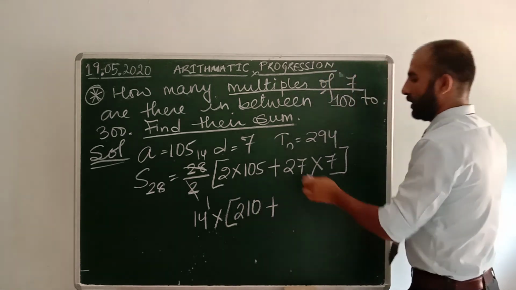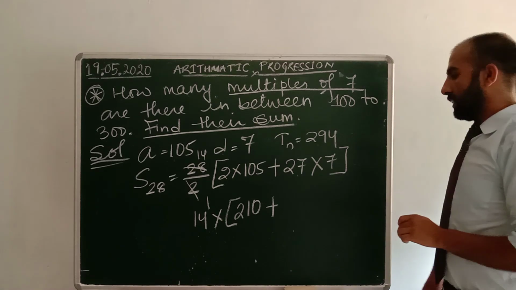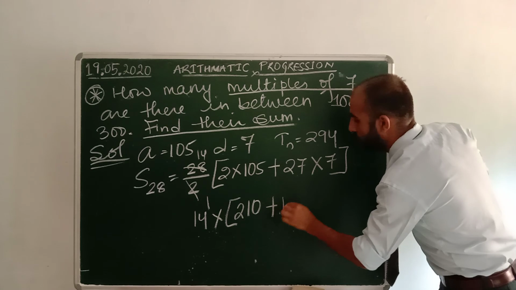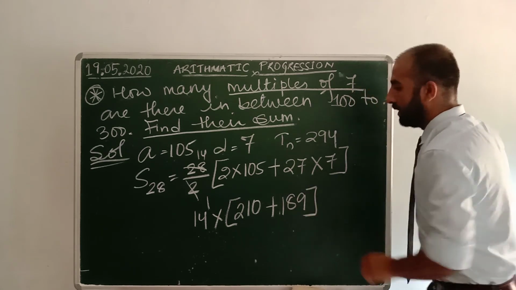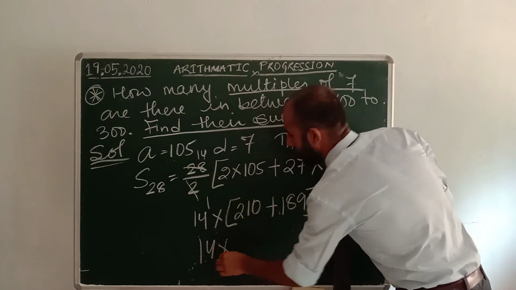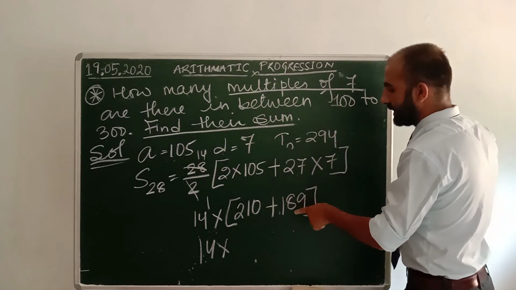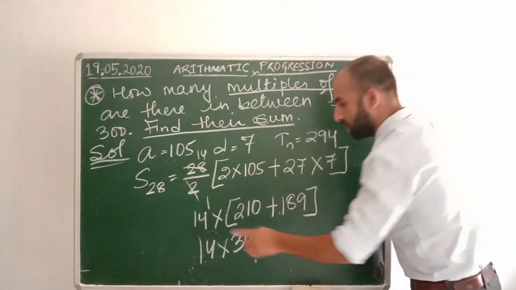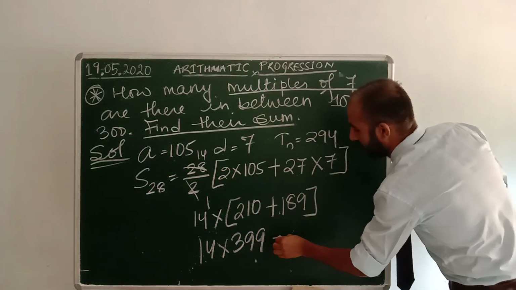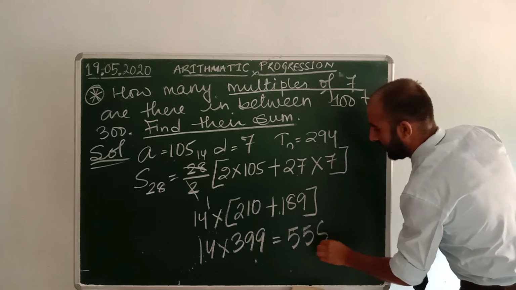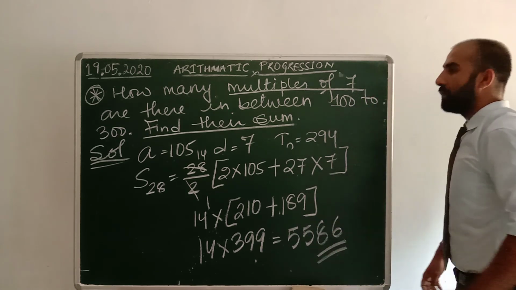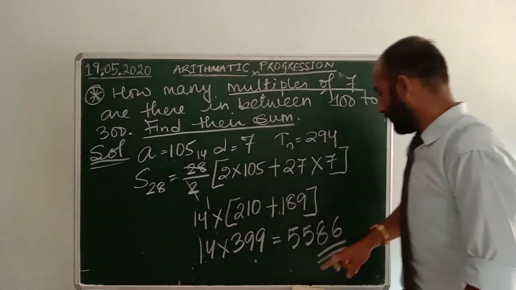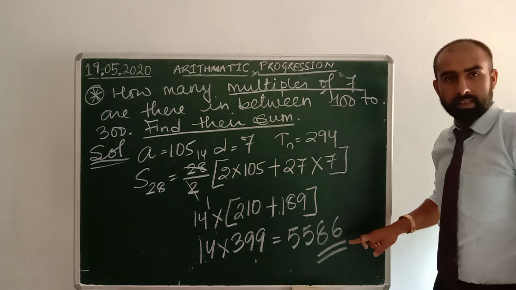So 14 into (2 into 105), that is 210, plus 27 7s. So 27 into 7 will give you 189. Okay, so 14 into (210 plus 189), that is 399. So 14 into 399 is 5586. That means the sum of all the multiples of 7 from 100 to 300 is 5586.